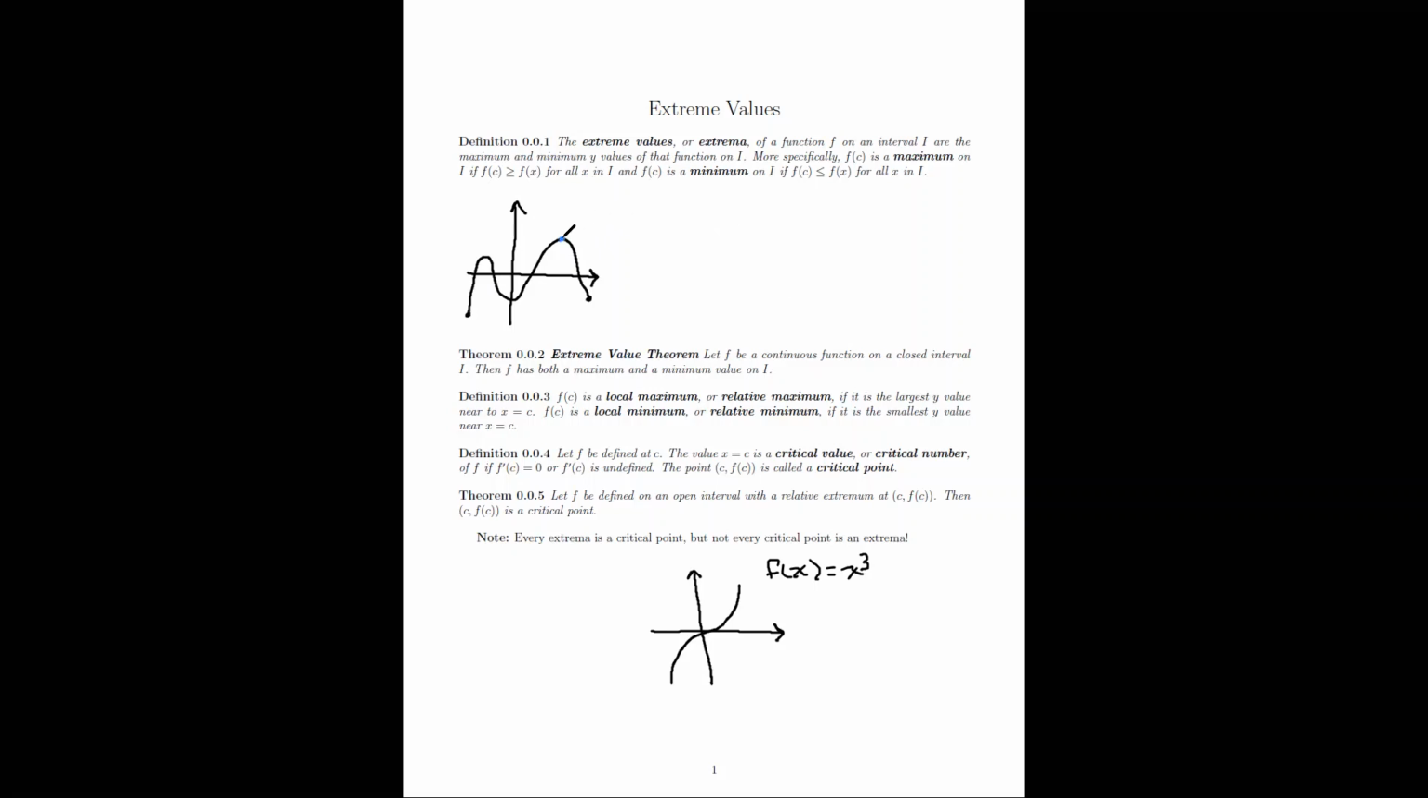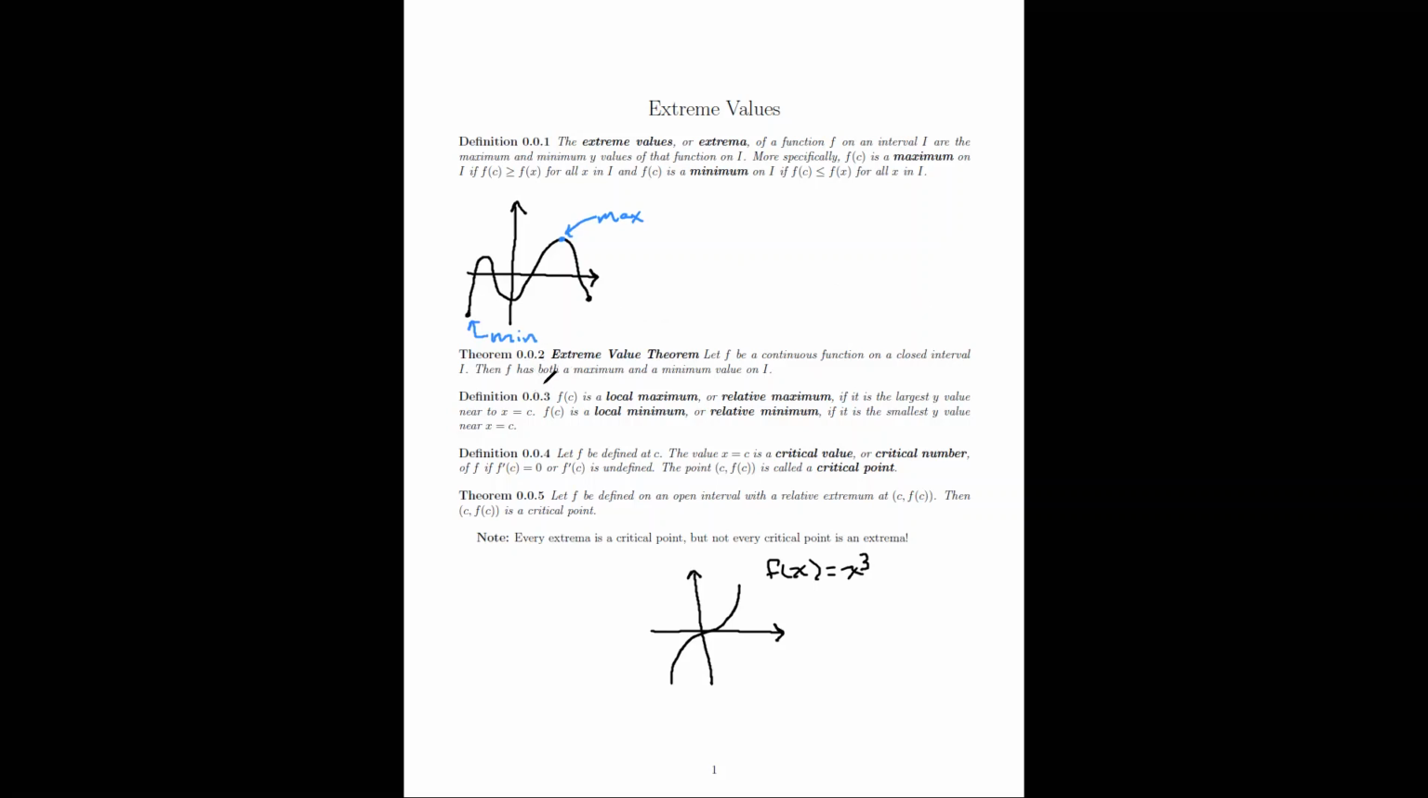So for instance, if we're looking here, this is our maximum value of the graph because all other y values are smaller than it. So this is the biggest y value on this graph. Similarly, this will be our minimum of our function because it's the smallest y value that we see in our graph.